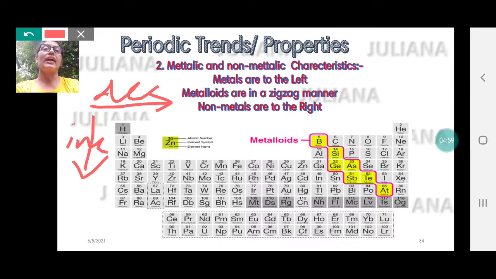Because if you look at hydrogen, it has got one shell. Lithium and beryllium, they've got two shells. Sodium and magnesium has got three shells. Potassium has got four shells. Now, the further the valence electron, the easier to donate. And easier to donate means more metallic character.